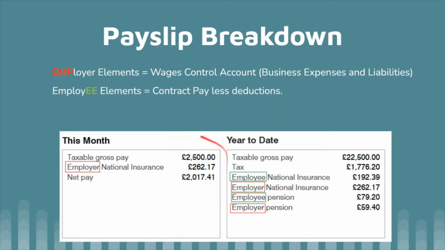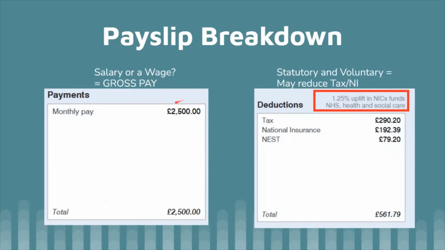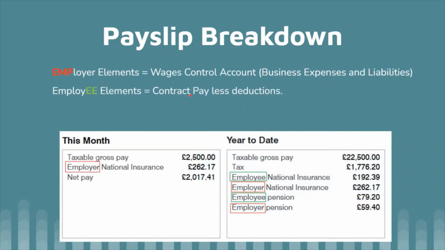So if we just look at the left-hand section for this month, you've got your taxable gross pay. So that's £2,500, which we saw at the beginning. But the employer also has to pay national insurance. It's at a different rate to the employee, and it is a cost to that organisation.